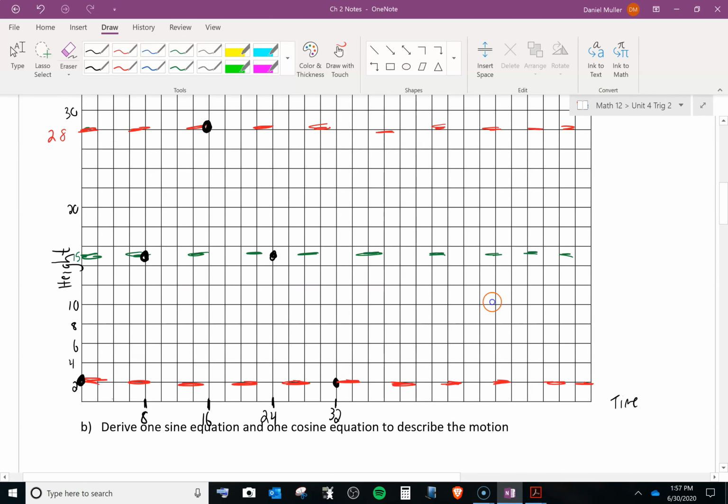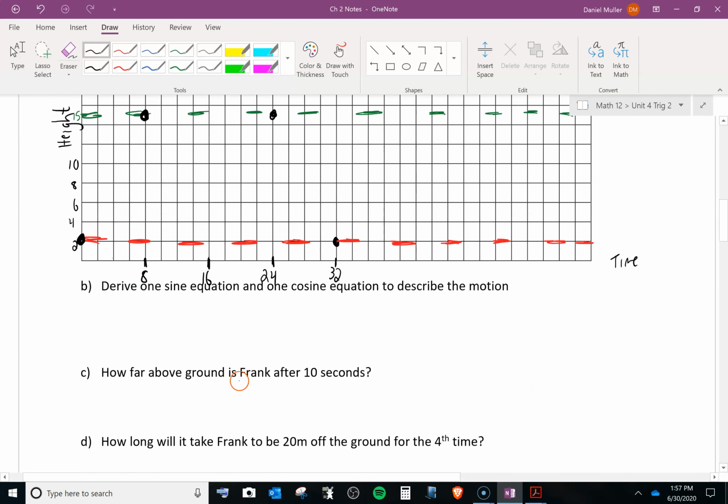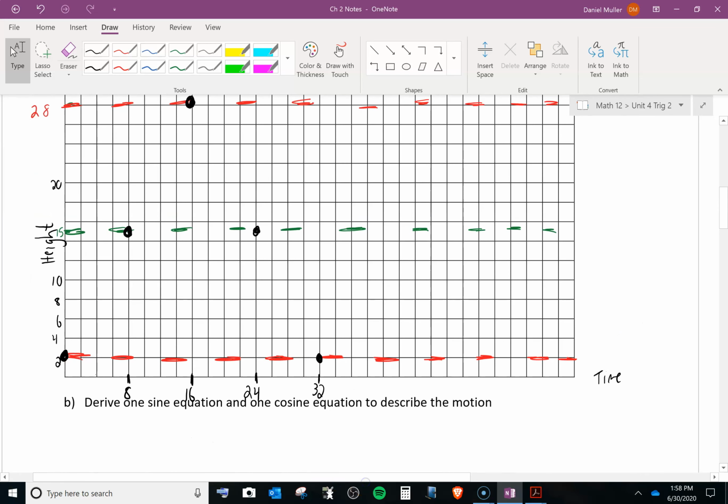But sometimes it's helpful if you look down. Sometimes they ask, like, how long will it take for Frank to be 20 meters off the ground for the 4th time? And well, you think, okay, he's going to be 20 meters off the ground heading up, and then 20 meters off the ground heading down, but then he's going to do it again and then head back down. So it's going to have at least 2 rotations, which is why I might keep going here.